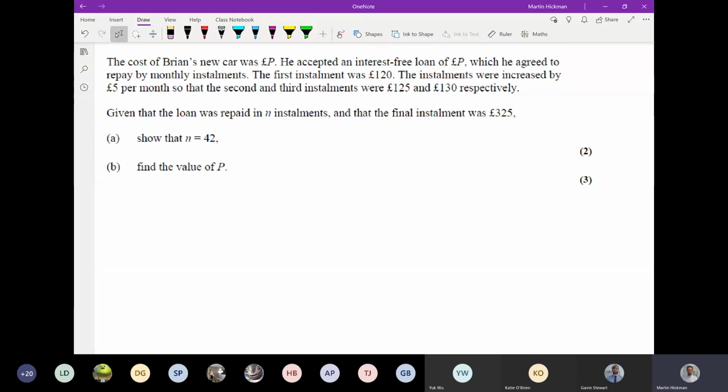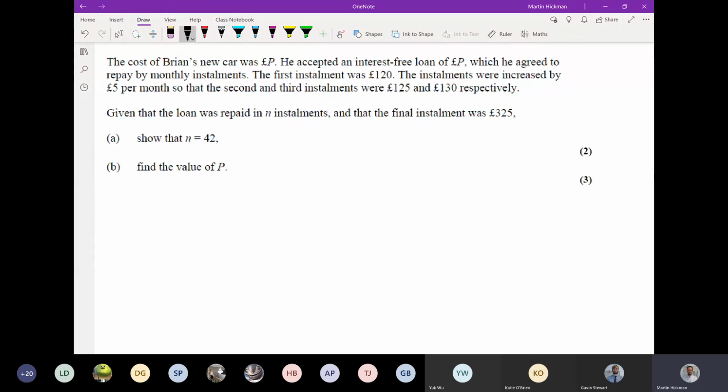So yeah, going to split this up into two parts just so I can show you everything and fit all the question on. So we'll do parts A and B first, and then we'll go and do part C. So the cost of Brian's new car, P, he accepted an interest-free loan of £P, which he agreed to repay by monthly instalments. The first instalment was £120. The instalments were increased by £5 a month, so that the second and third instalments were £125 and £130 respectively. So basically, we have an arithmetic series with a common difference of 5. Given that the loan was repaid in n instalments and that the final instalment was £325, we're going to show that n is 42, and then we're going to find the value of P.